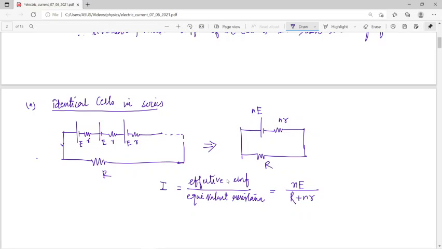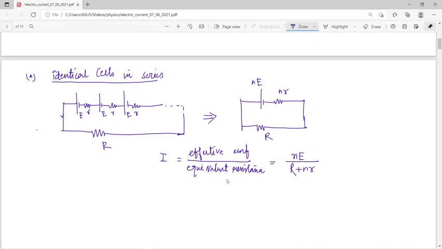So this is the case, that means that is nothing but the current if the identical cells are connected in series. And we can consider the case that if capital R is much greater than Nr, that means the external resistance is very large compared to the effective or total internal resistance. That means we can write R plus Nr equivalently as capital R. So the current I can be written as Ne by R.